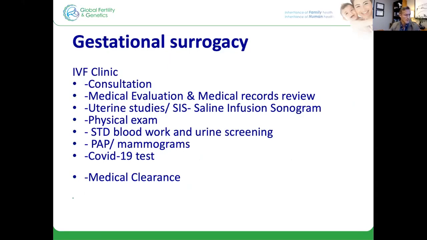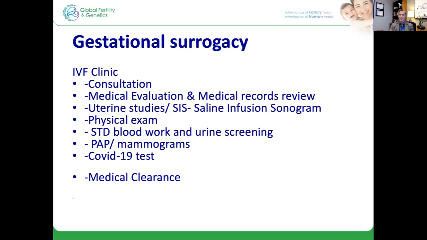This is how the process will go with the surrogate. We will have a consultation. We will go through all these issues that we discussed. We will have a medical evaluation. Medical records will be looked at, especially records of previous pregnancies or surgeries. We will have to make sure that the uterus inside is normal and there are no problems that will prevent pregnancy, like polyps or fibroids. We have to make sure that the passage from the cervix into the uterus is easy.